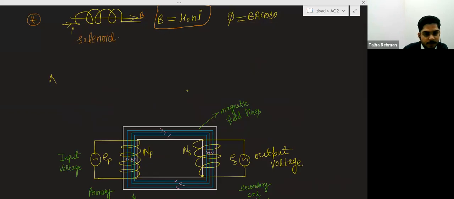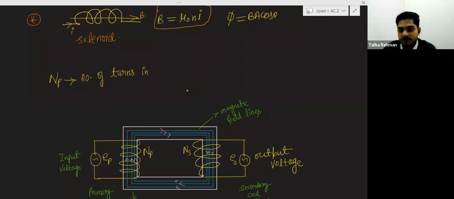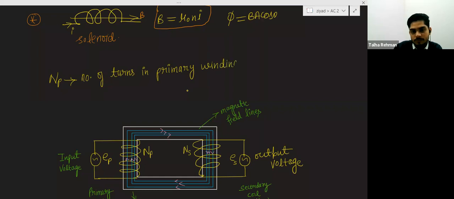So NP is the number of turns in the primary winding, and NS is the number of turns in the secondary winding.